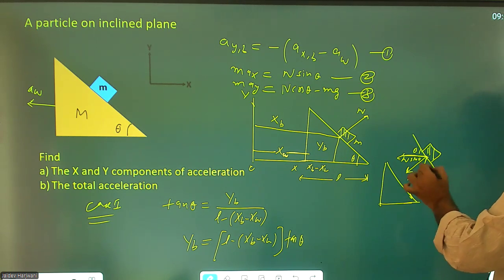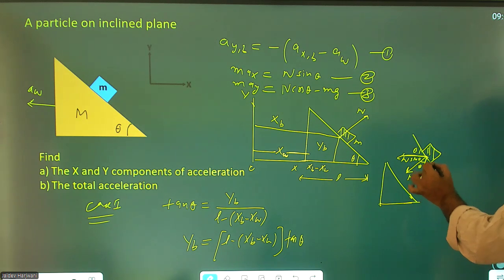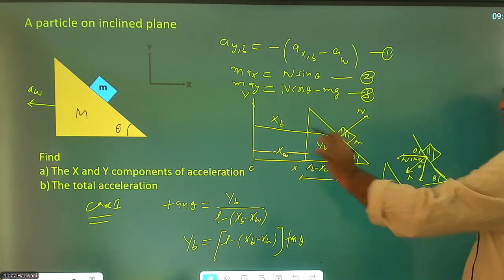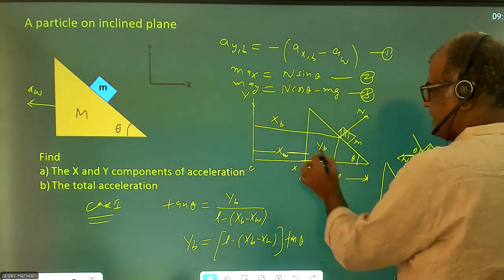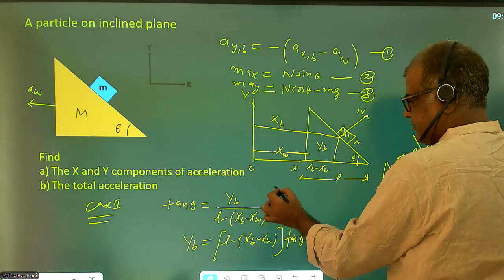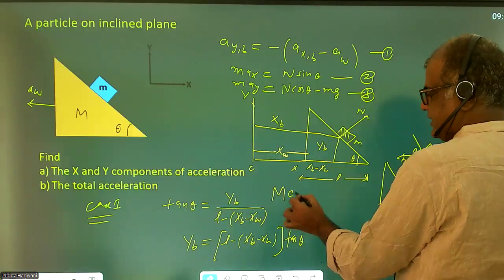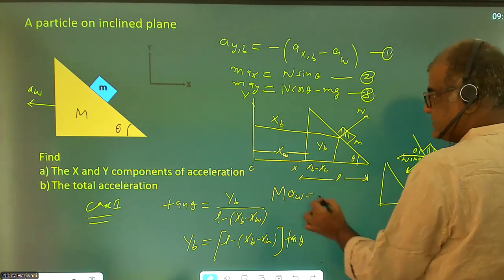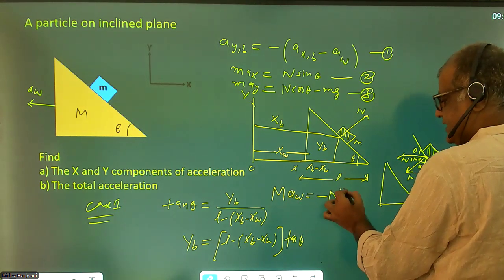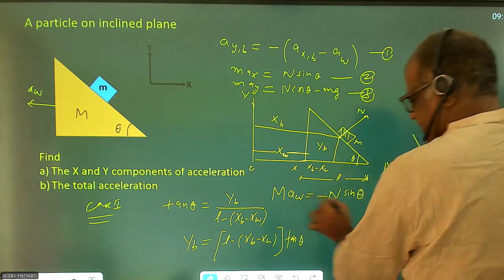Okay, and this will be your N cos theta. So this is theta, 90, so this is also theta. So this will be your cos theta. So in the x direction, because the motion of the wedge is only in the x direction, I can write the equation for the wedge, now the mass is capital M. So I can write capital M times the acceleration of the wedge. Now the component is in the minus direction. I'm writing for the plus x direction. So this will be minus N sine theta, because I'm discussing the rest frame. So I'm putting a minus here.